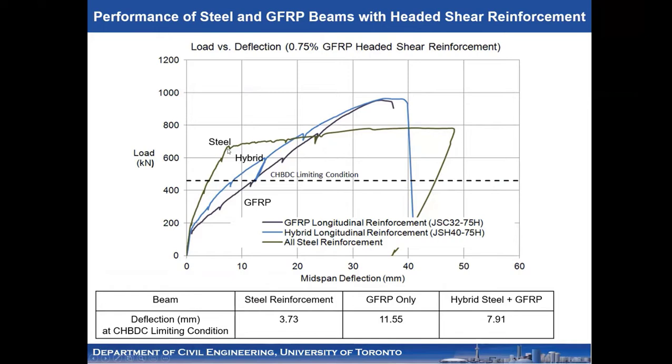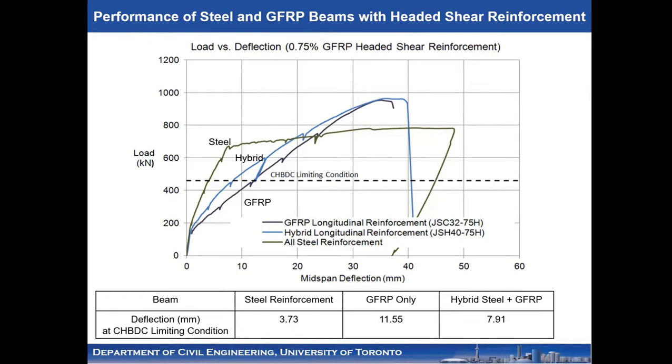The one on the left is the steel reinforced beam. The one on the extreme right here is the GFRP reinforced. And the one in the middle is hybrid. So we have replaced some of the steel with GFRP, but not all. And we can make that judgment based on how much stiffness is needed.